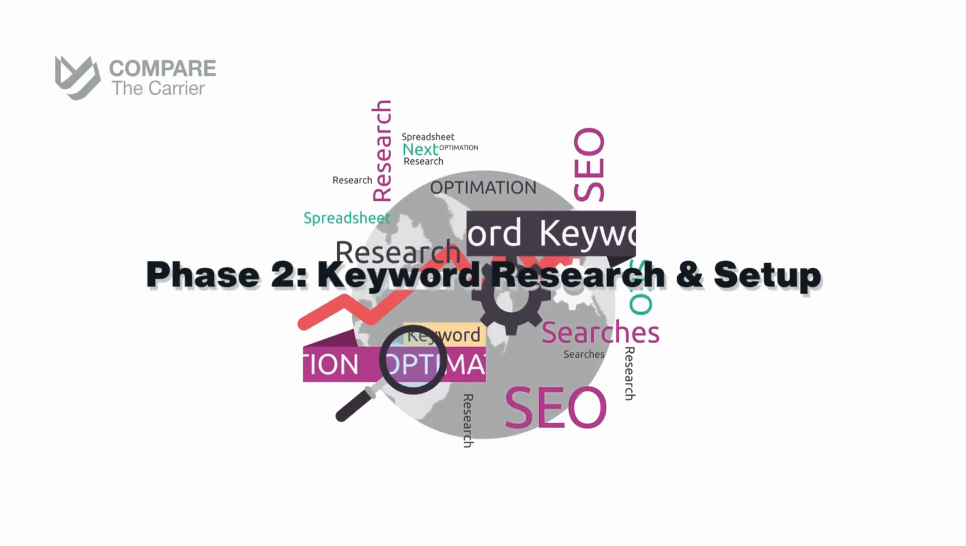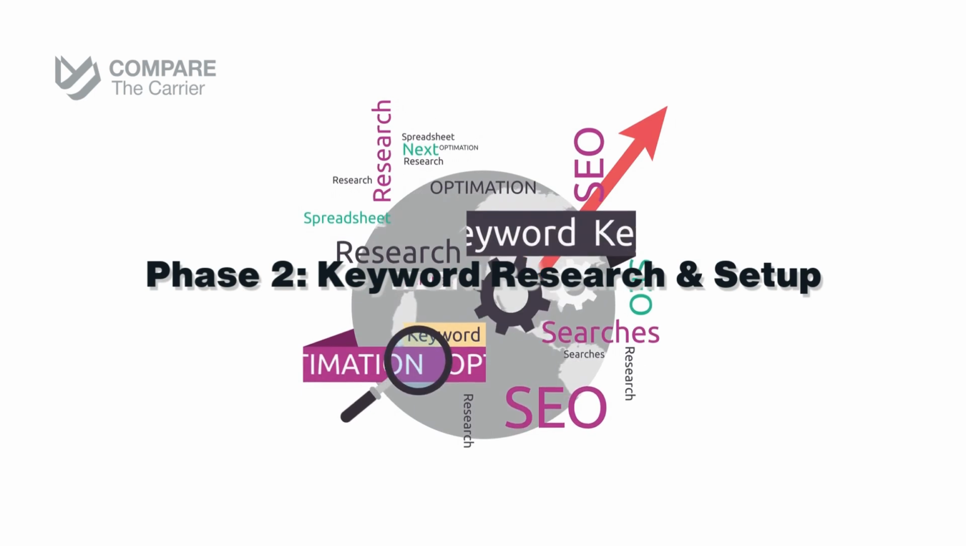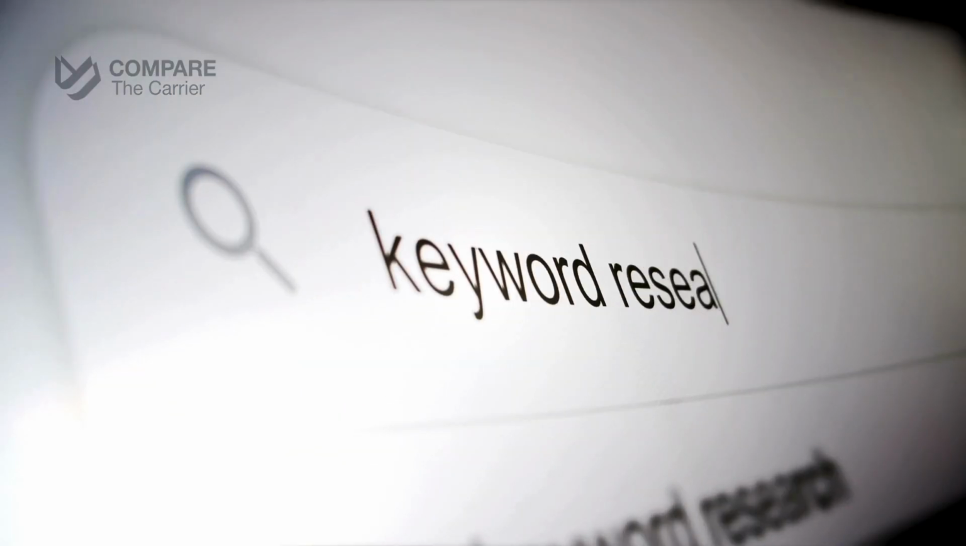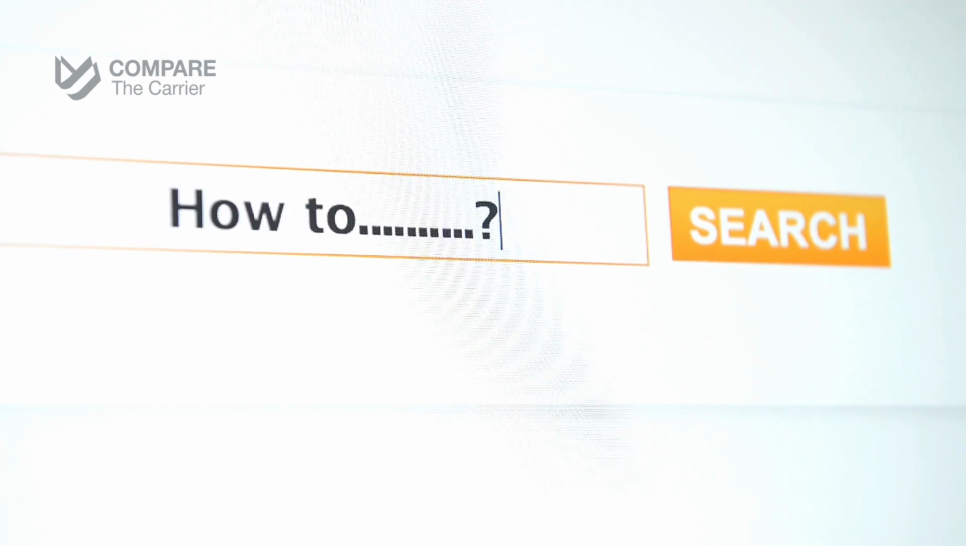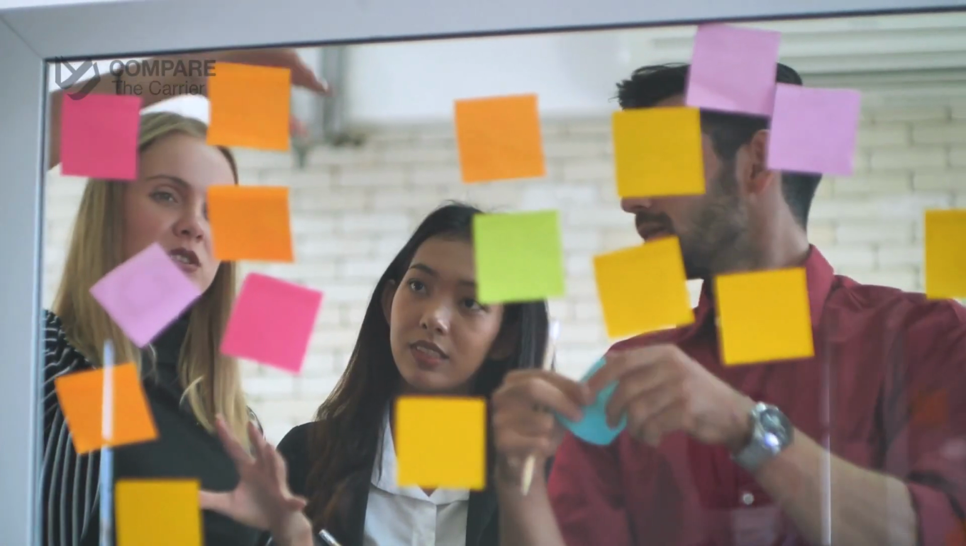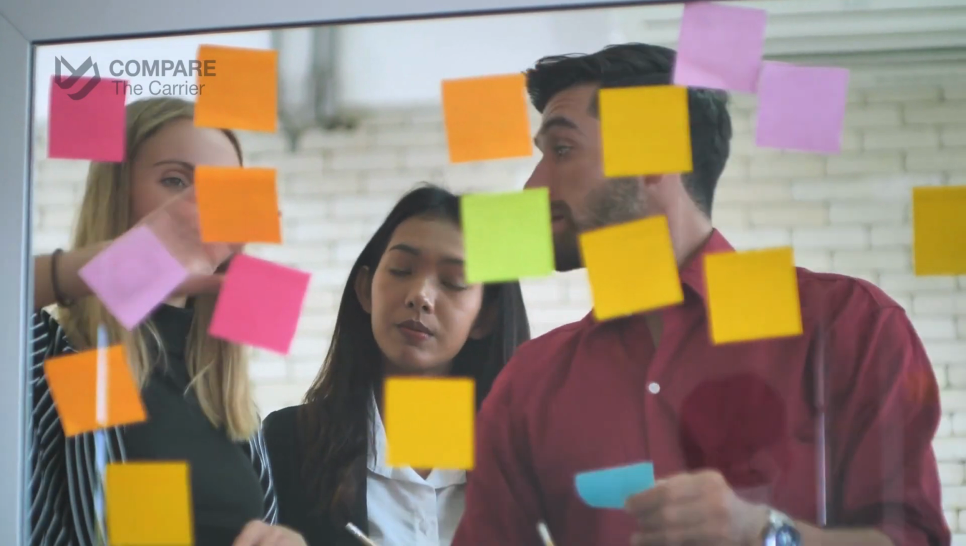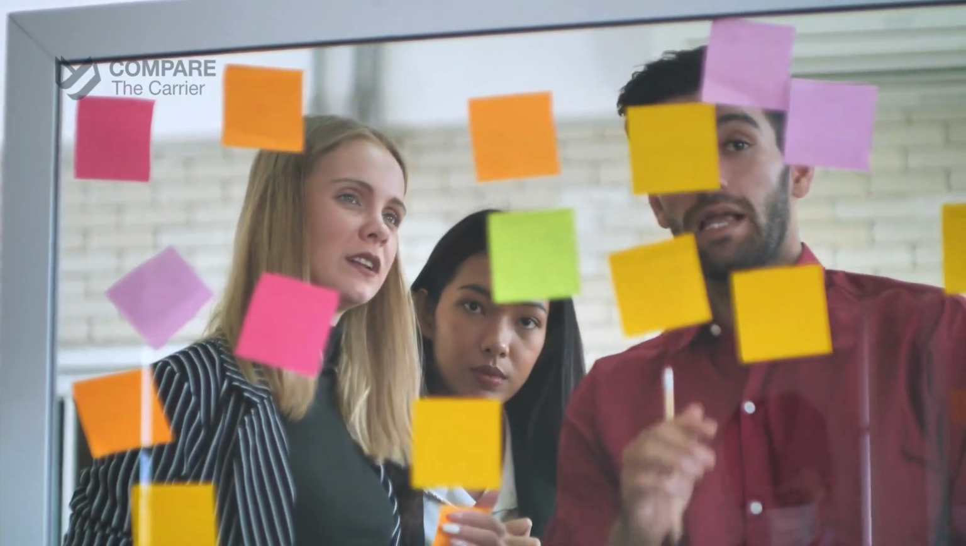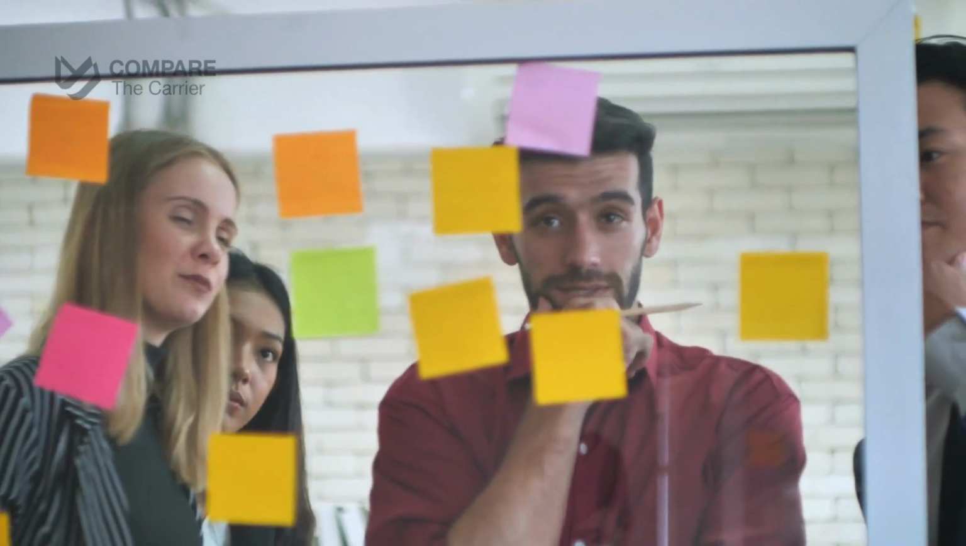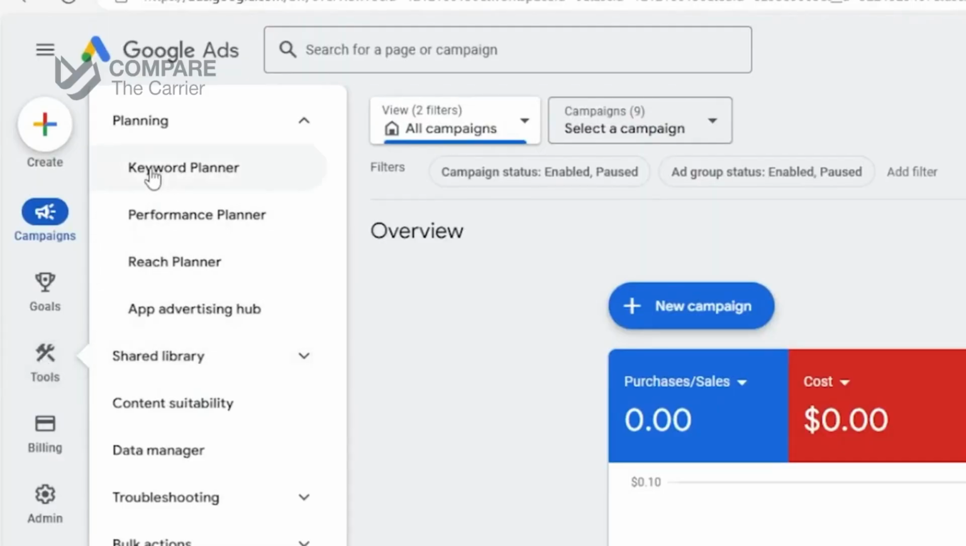Phase 2, keyword research and setup. Okay, now that we know our goals and who we're talking to, let's get down to the nitty-gritty. Keywords. These are the words and phrases people actually type into Google when they're looking for services like yours. Think of keywords as the bridge connecting your awesome ads to the customers who need you. First, brainstorm. Jot down every possible term, broad or specific, that a customer might use to find a business like yours.